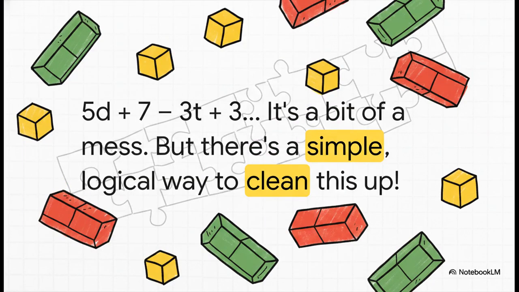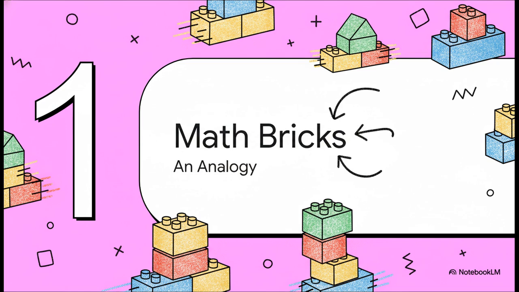Okay, so look at this thing on the screen. We've got D's, we've got T's, we've got some plain old numbers. It just looks messy, right? But what if I told you there's a super simple, logical way to clean this all up? By the time we're done here, you'll see this not as a mess, but as a simple little puzzle just waiting to be solved. So how do we do it?